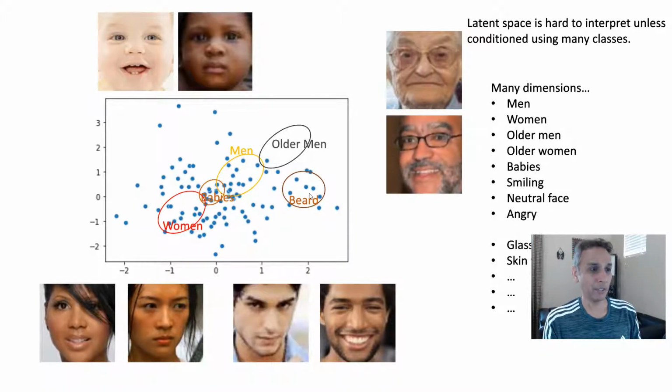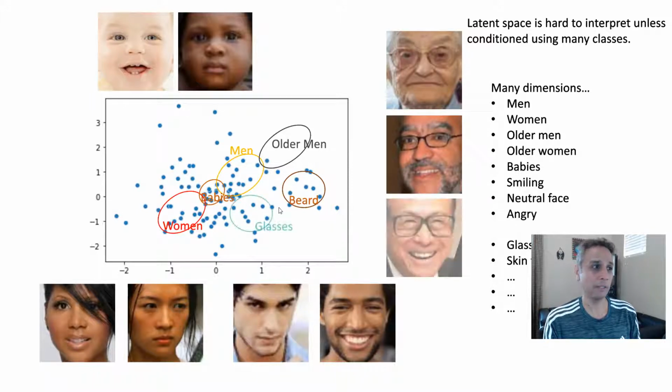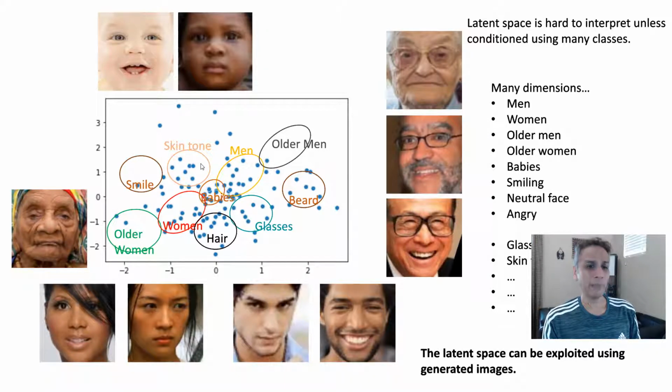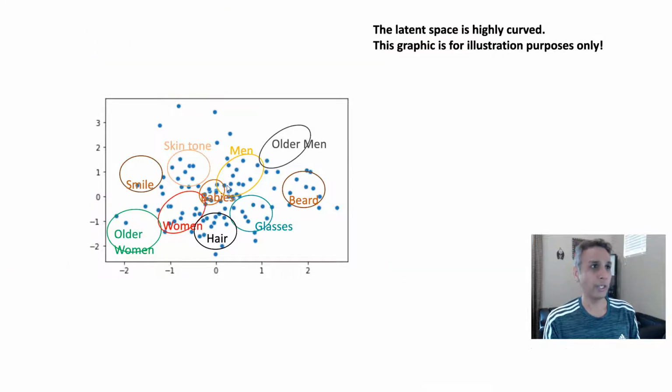And if you move somewhere down here, maybe there are vectors that represent beard, and maybe vectors that represent glasses, and then maybe older women. And of course, you have many, many other things, like smiling, skin tones, and so on. So how do we work with this? The latent space, we can exploit this. So how do we do that?